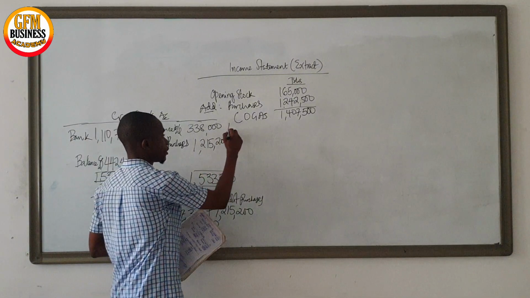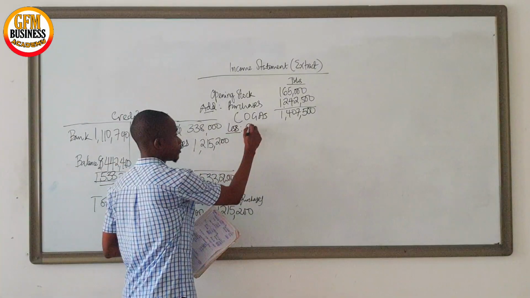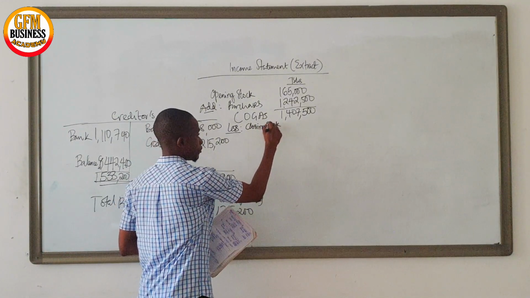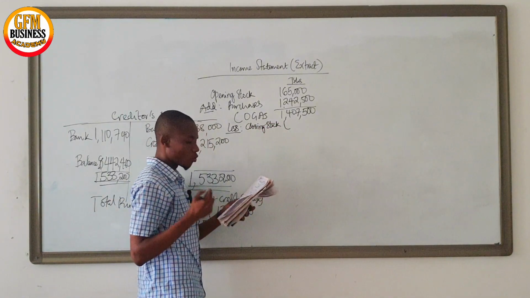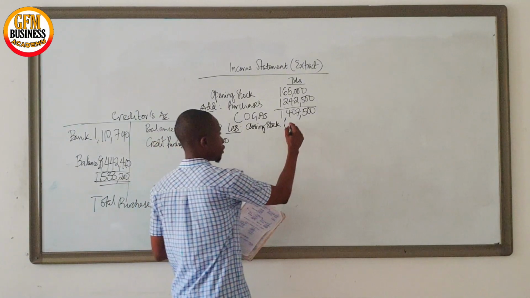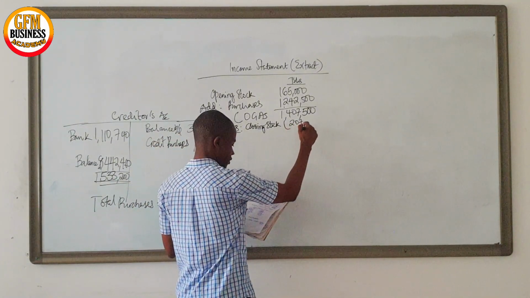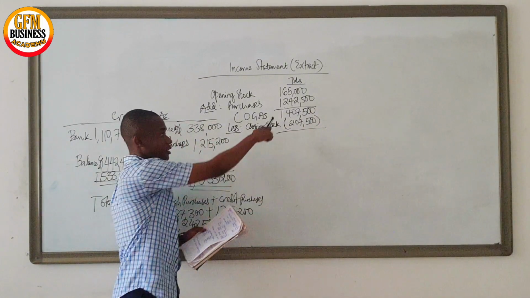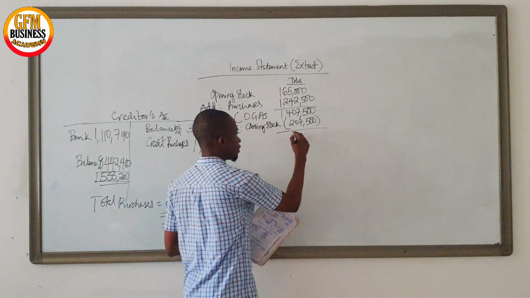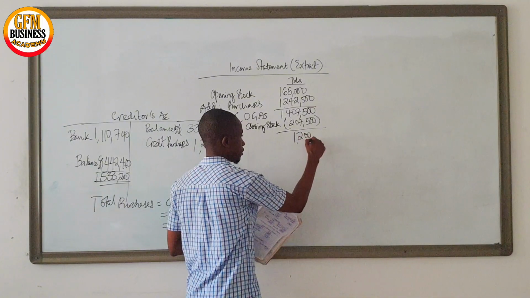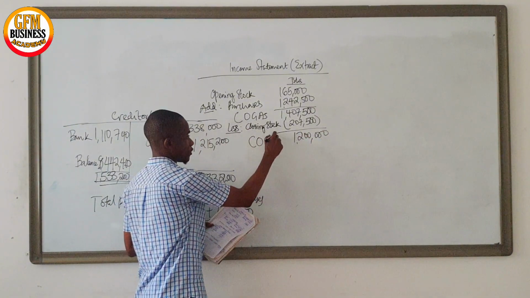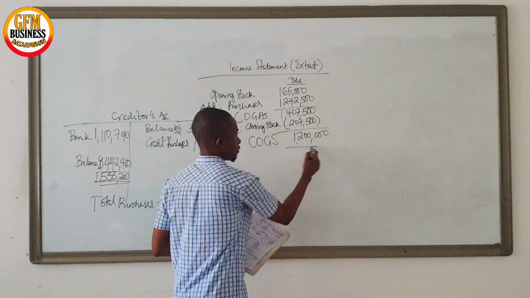So you will subtract, less closing stock. Closing stock we have already been given in our question. It was 207,500. When you subtract this and this, you will get 1,200,000. 1,200,000 is what? COGS.